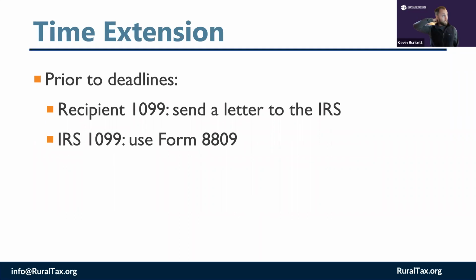You can ask for extensions of time to file these. So for a recipient 1099, you can send a letter to the IRS, and I think it would be maybe a 30-day extension. If you needed additional time to file a copy with the IRS, you can use Form 8809. Now, I think there does have to be some justification of why you're asking for an extension. Maybe it's some kind of computer issue or business issue or something like that, or some kind of illness. But I don't know that it could just be, well, I need more time. So you probably want to have some justification for that, but we can get an extension.